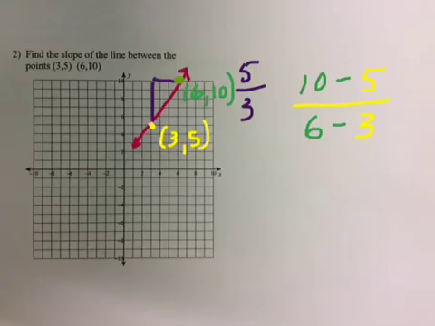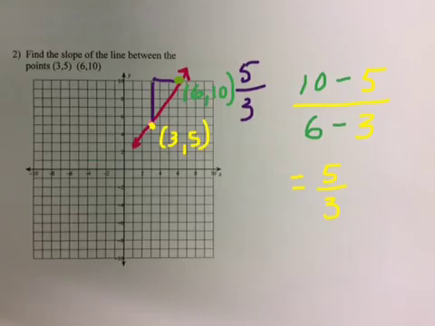Notice that my first point is with green colors. These first numbers all come from that point. And the yellow colors all come from the second point. That's important to keep that straight. You wouldn't want to do 10 minus 5 and then 3 minus 6. The first number has to be from the same point. Now when I do that out, 10 minus 5 is 5, 6 minus 3 is 3. Now I get the same slope as I did from counting.